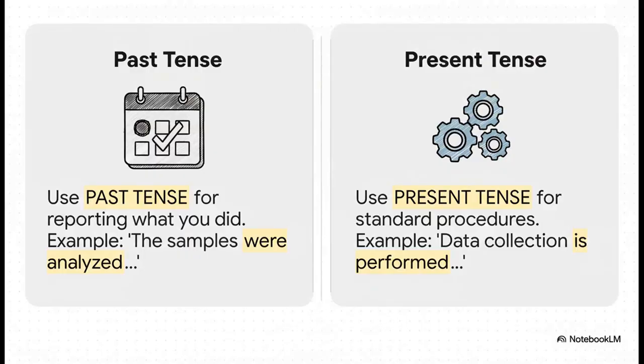So a super common snag people hit is verb tense, but the rule is actually pretty simple. Use the past tense to report what you did in your study. For instance, the samples were analyzed, but you switch to the present tense when you're describing a standard procedure or a general truth, like data collection is performed using surveys. Getting this right is a small thing that just signals professionalism and attention to detail.